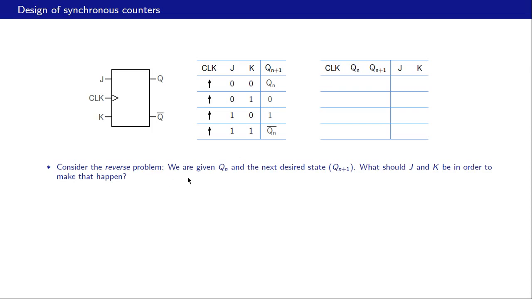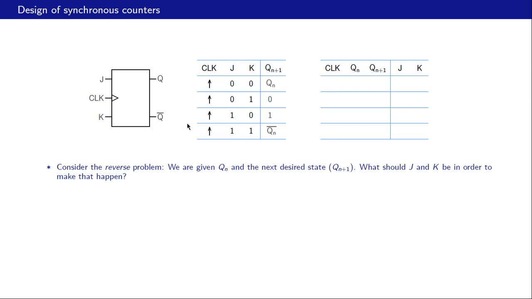Now, when we talk about design, we need to consider the reverse problem. That is, we are given Qn and we are given the next desired state, that is Qn plus 1. And then what should J and K be in order to make this happen? That is the question we ask. Let us take a specific example. Let us say our Qn is 0 and we want our Qn plus 1 also to be 0. Alright, how can we achieve that?